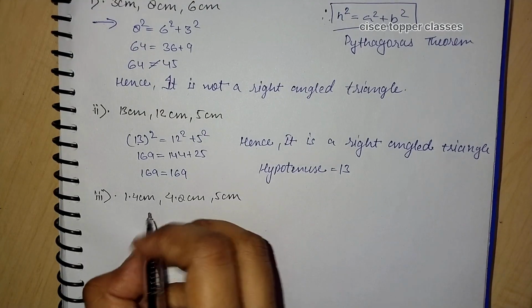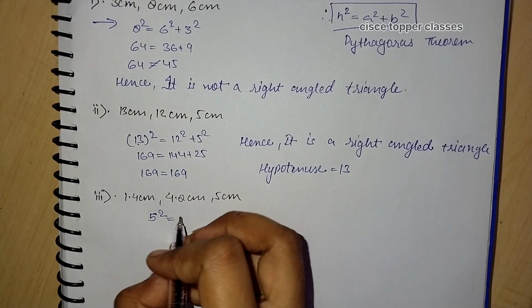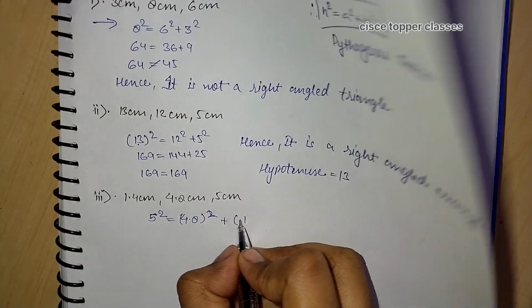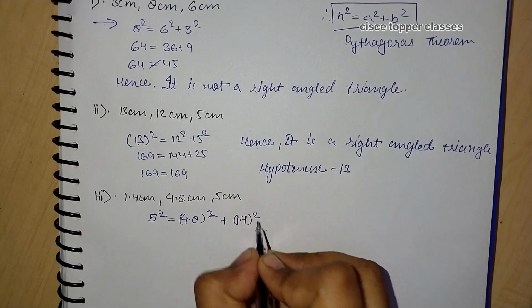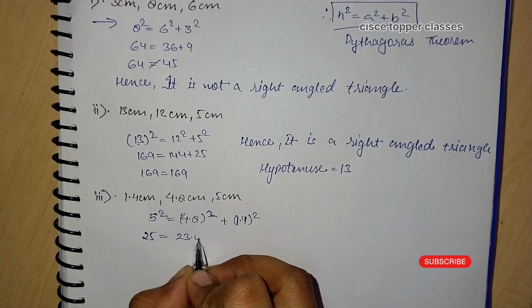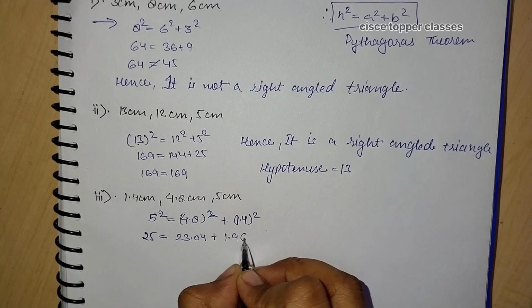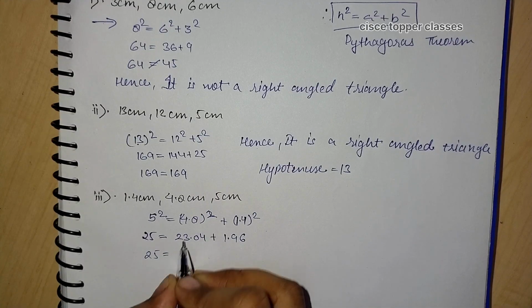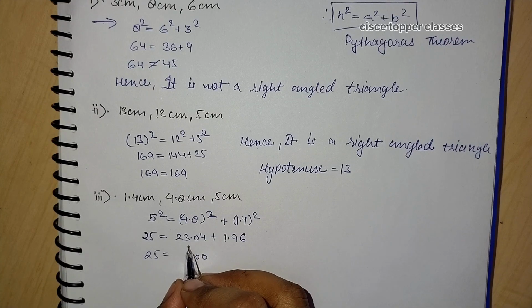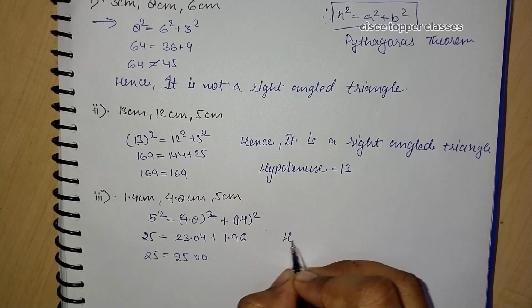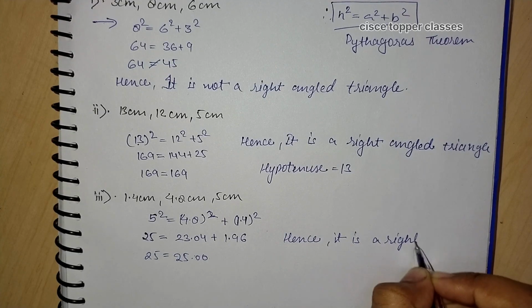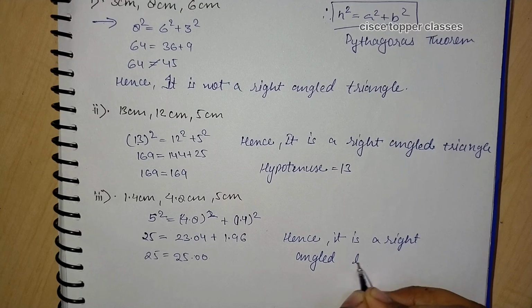As the longest side in this question is 5 centimeter, we will take the whole square of 5, equal to the whole square of 4.8 plus the whole square of 1.4. So we can write it as 25, and this will be 23.04, and on squaring 1.4 we will get 1.96. We will add this part. On adding we will get 25. As it is equal, hence it is a right angle triangle.